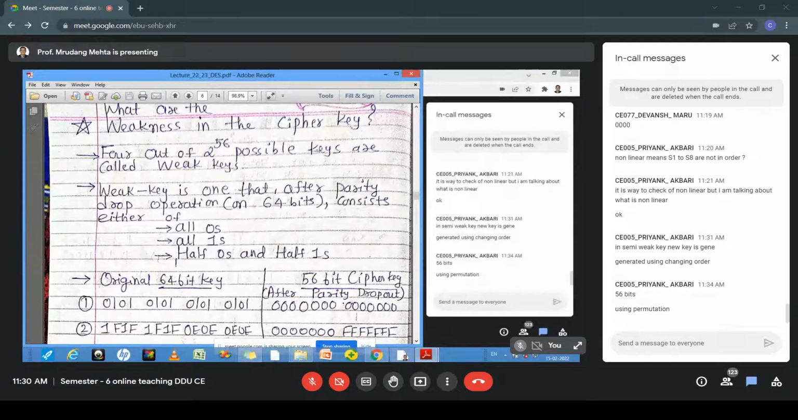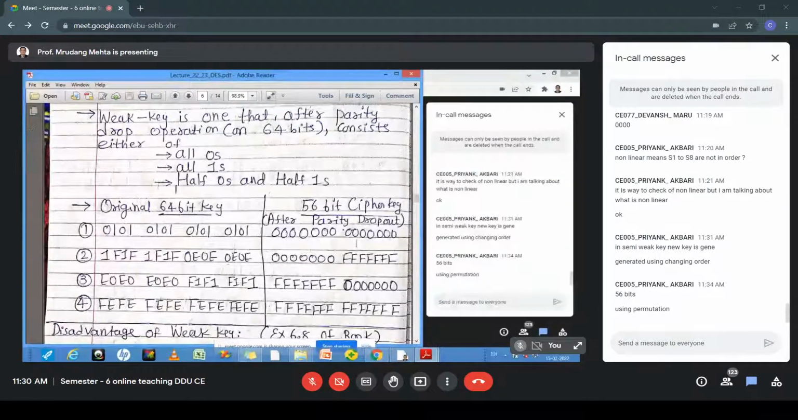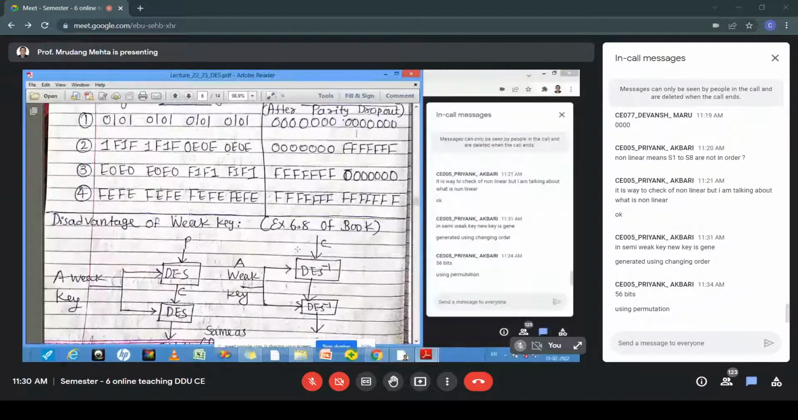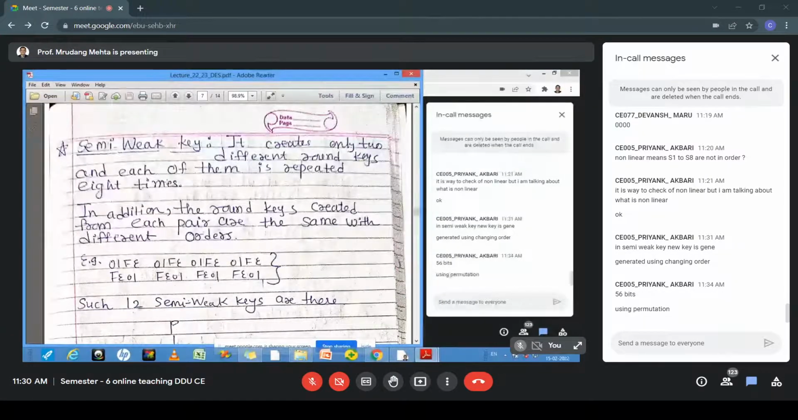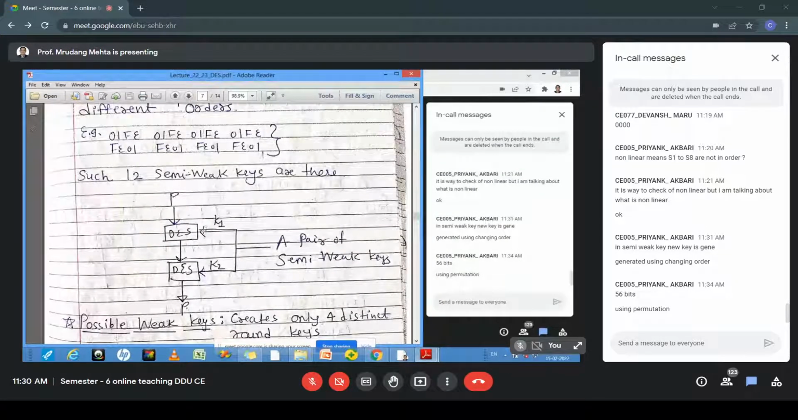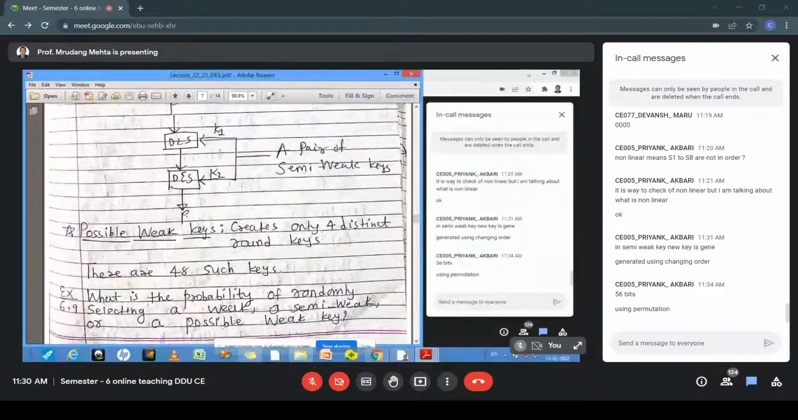So out of that, 4 keys are listed over here. 56-bit keys, these are listed over here. These are going to be there. So each one is a new key, but it is a key which is after permutation. But there are 4 in number, fixed. Then there are semi-weak keys. So semi-weak keys are also fixed, and they are 12. It is observed that there are 12. And there are 48 possible weak keys.